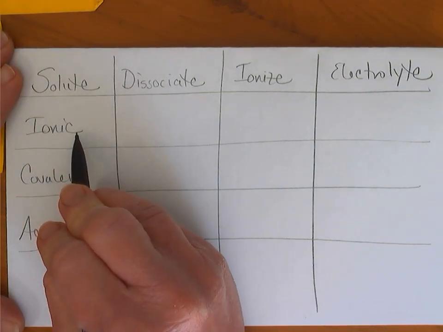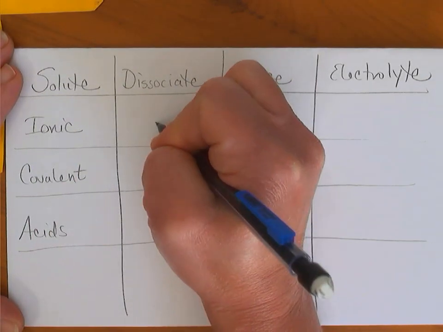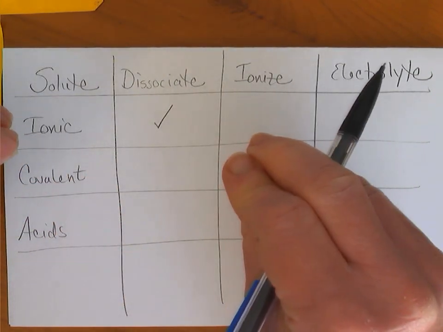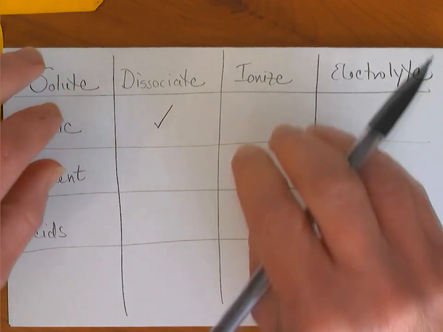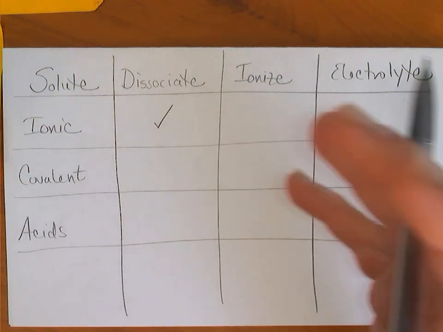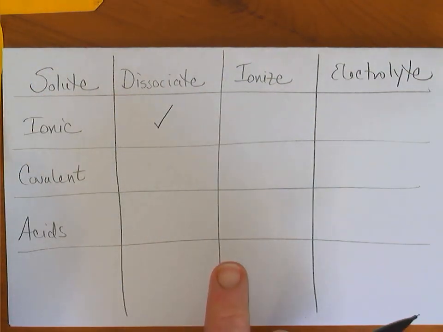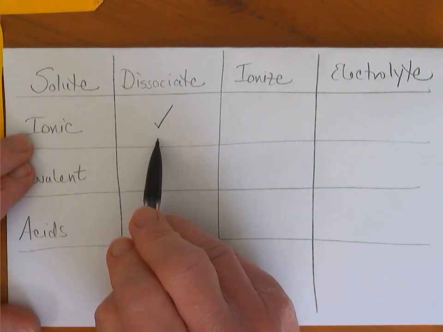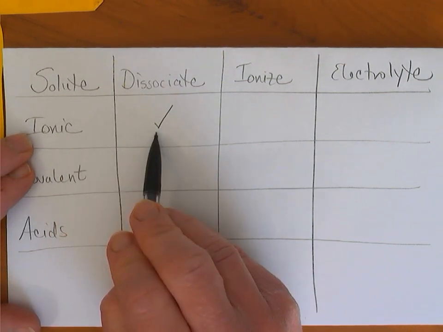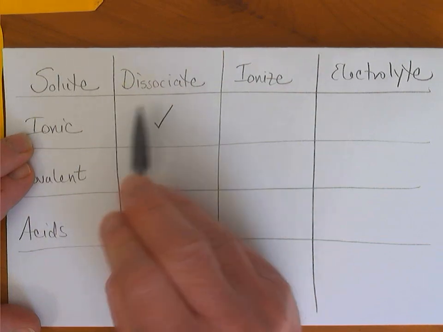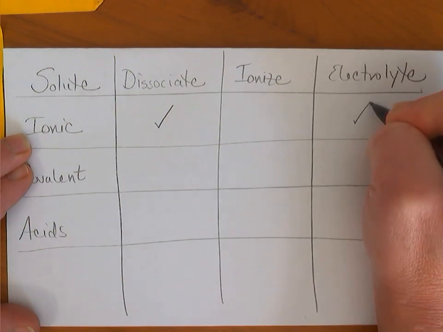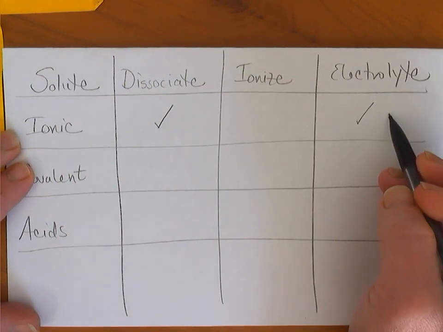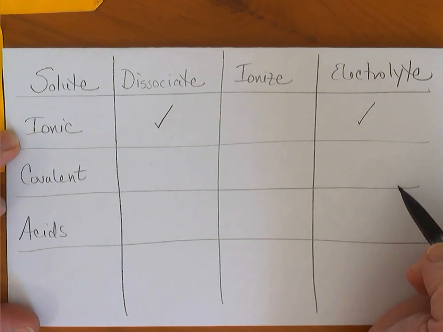Ionic soluble solutes dissociate. They break up into individual cations and anions because of the interaction with water, not a chemical reaction. They are already composed of the ions that then get separated. They dissociate. Because there are free moving ions, an ionic solute will be an electrolyte in solution.